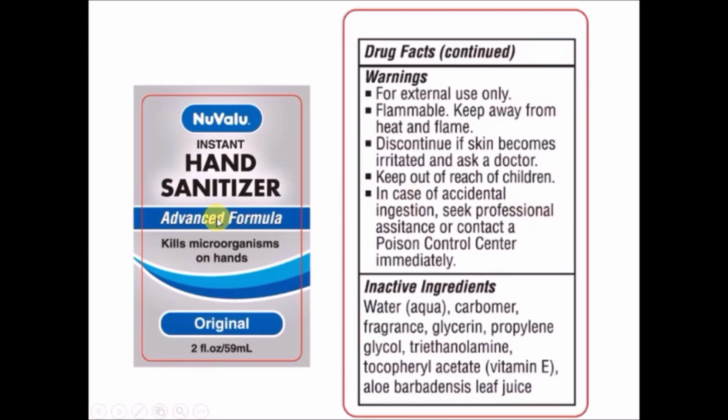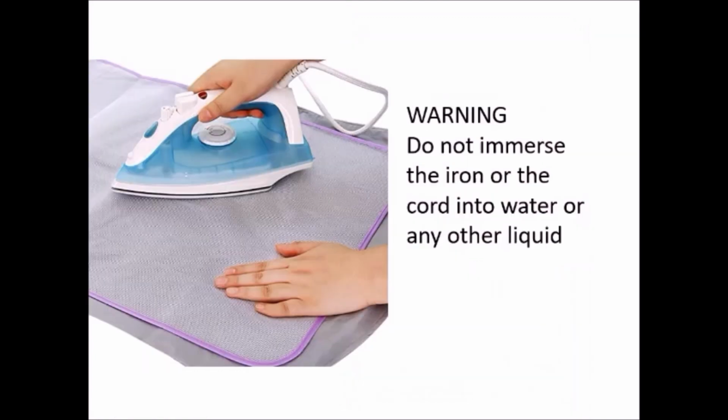Similarly, you can see this is a label of a hand sanitizer. Again, you can see the list of warnings given. For external use only, flammable, keep away from heat and flame. So it's a storing instruction where you should keep this. Then discontinue if the skin becomes irritated and ask a doctor. Then keep out of reach of children. So all these warnings are normally there on the label. It's your responsibility that you should read those instructions and warnings and follow them.